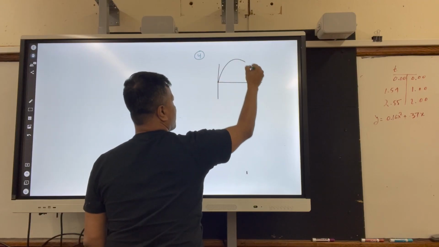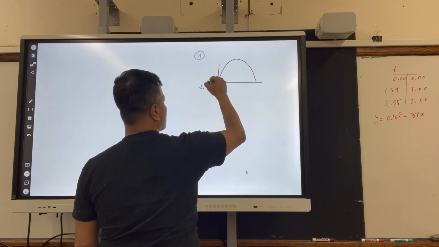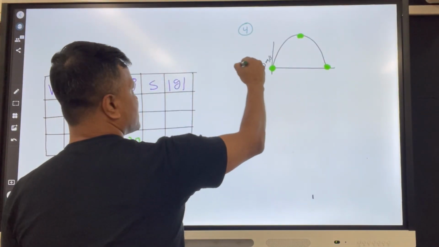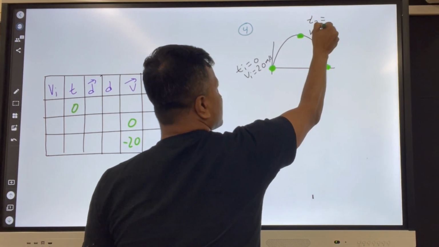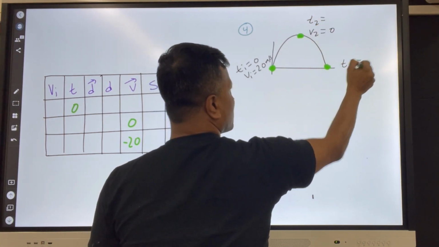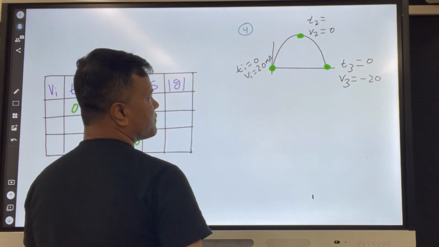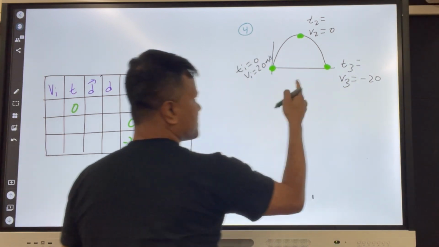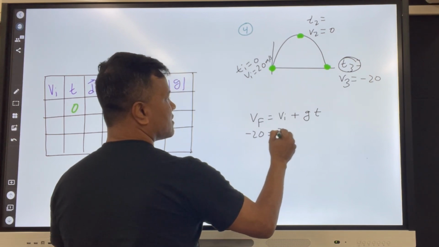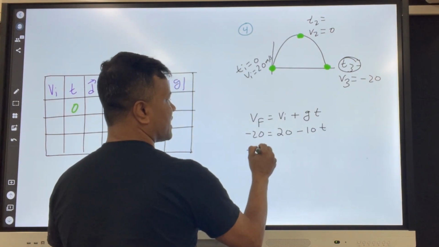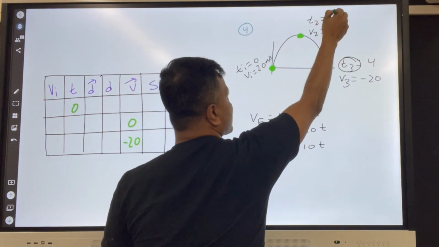Now you throw an object upward with some velocity. Let's say velocity initial is 20 meters per second. What is t initial? T initial must be 0. What is v2? V2 must be 0. What is v3? V3 must be negative 20, right? T3 we don't know. Let's find T3. Vf is equal to Vi plus gt, so negative 20 is equal to 20 minus 10t, and the time over here is 4. Then the time over here is 2.